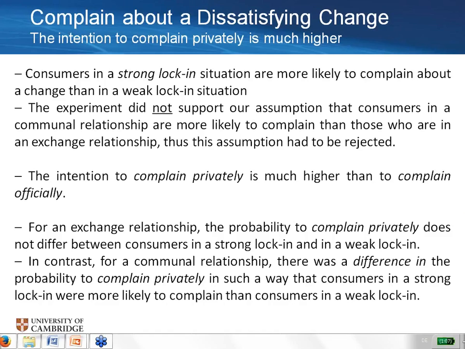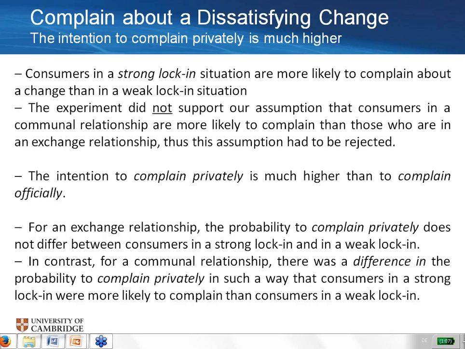And what we also found is that in an exchange relationship, the probability to complain privately does not differ between consumers in a strong or weak lock-in effect. The reason for this could be that these types of customers base their decisions more on information, on cost-benefit analysis, and so on. So if they realize that the situation is getting worse for them, then either they terminate the contract, but then they again have to pay switching costs to consume another service, or they stay. In both cases they're worse off, so they do this kind of analysis.